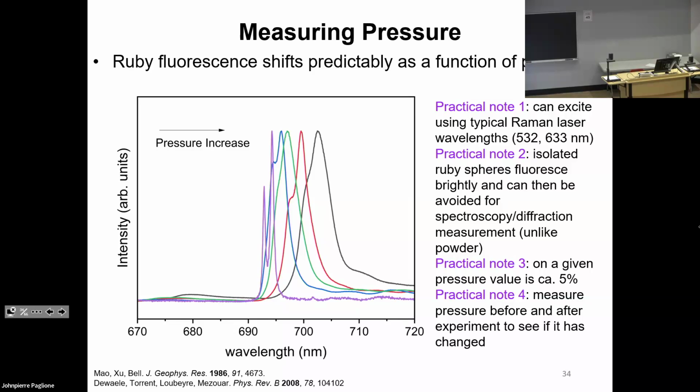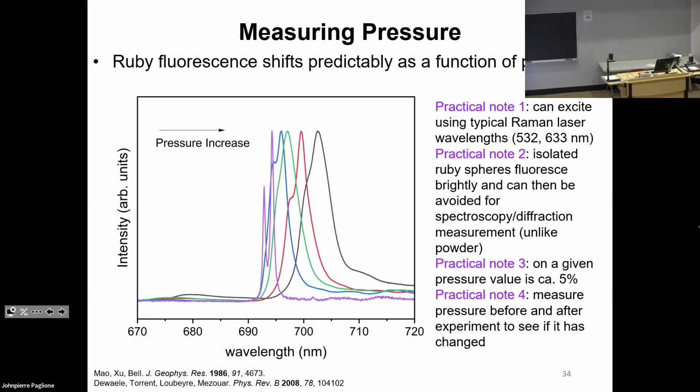I would note, just keep an eye out: don't quote too many significant figures on your pressure in these experiments. No matter what the pressure calibrant is, there is an error on that pressure. So don't quote 5 significant figures if the error is something like 5%.